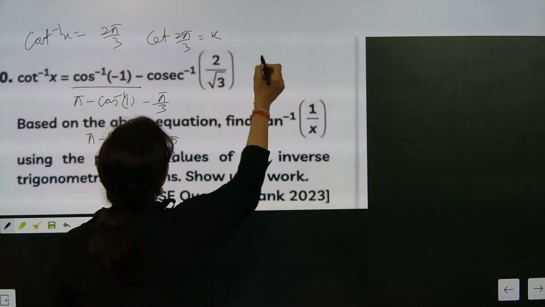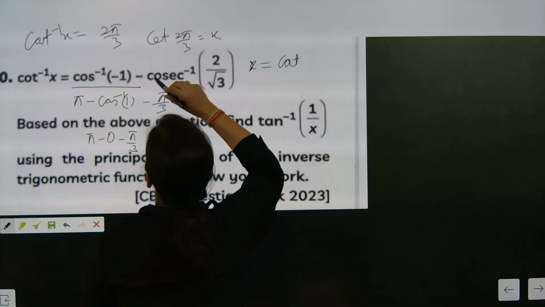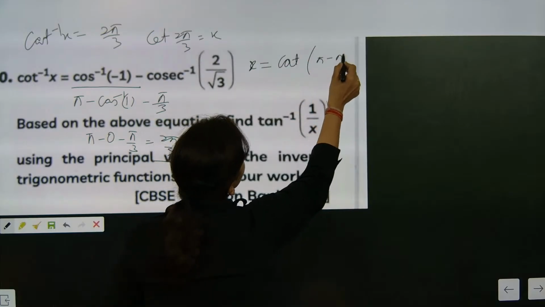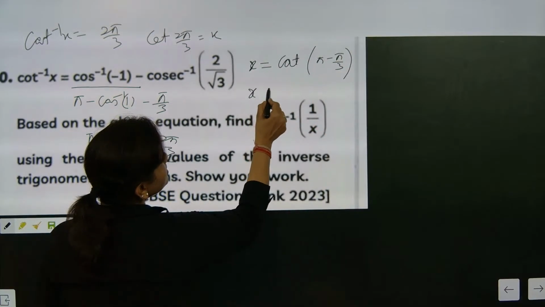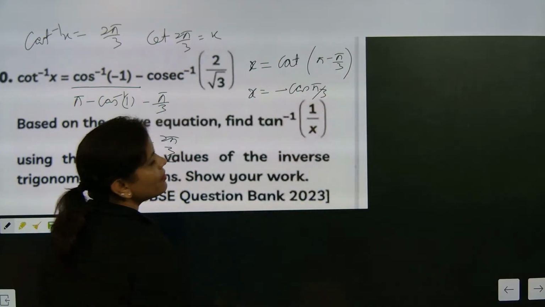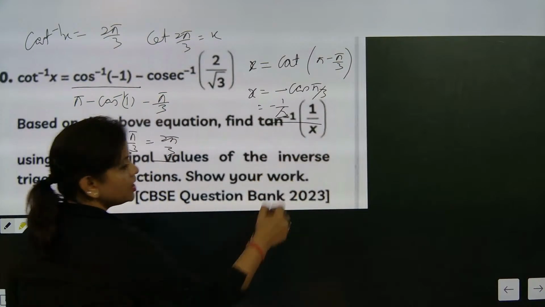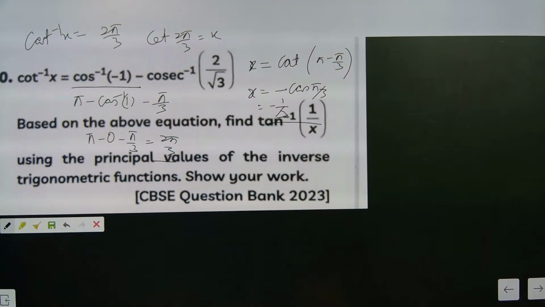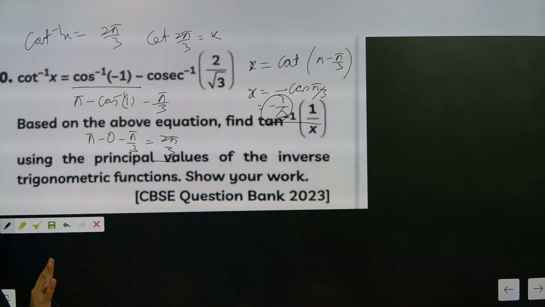Understood? So here what we will do? x will be equal to cot of pi minus pi by 3. 2 pi by 3 will become this only. So x is equal to minus cot pi by 3, and cot pi by 3 is for 60 degrees, whose value is minus 1 by root 3. Like that you have to solve. So once you have solved, x value is coming as minus 1 by root 3.